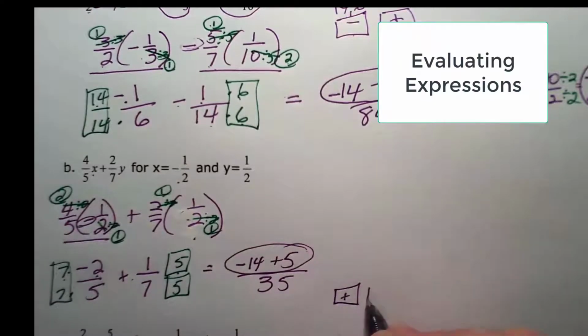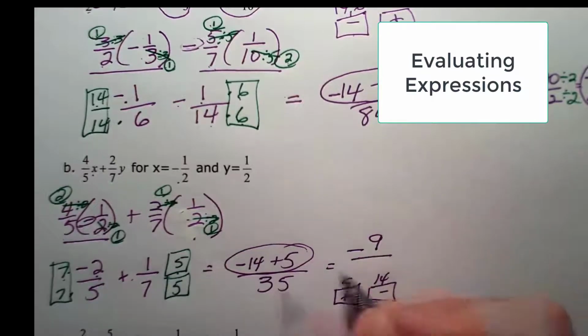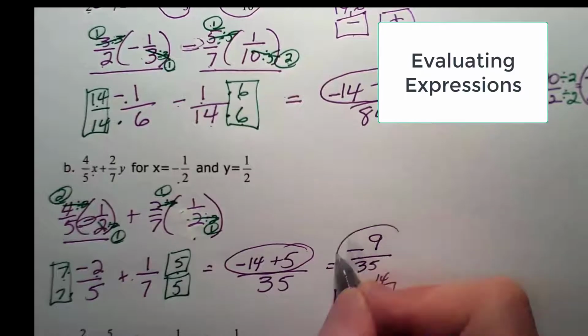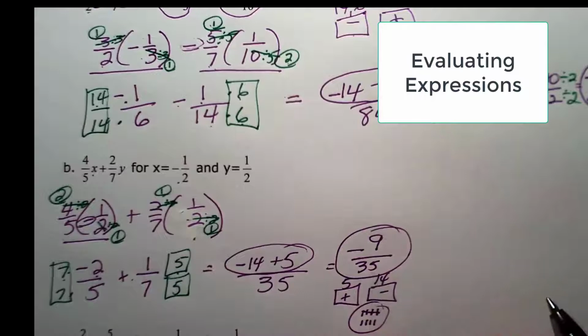I have a positive box. I have a negative box. 5 goes in the positive, 14 goes in the negative. Which one has more? The negative. How much more? Well, 5, 6, 7, 8, 9, 10, 11, 12, 13, 14. That's 9. 9 more. 35. I can only divide this by 3, and this doesn't divide by 3, so I know it doesn't reduce.